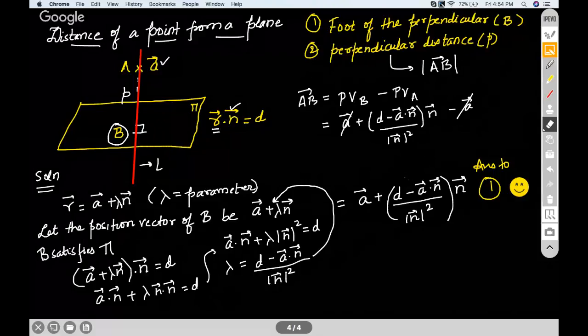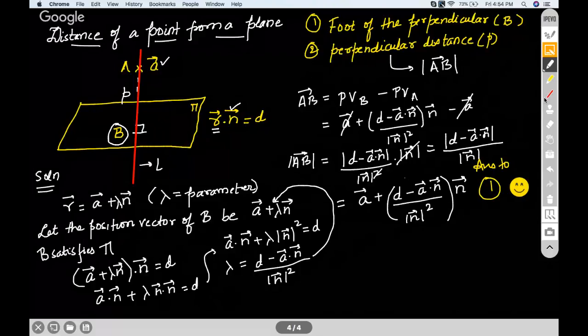Now, what would be the mod of AB vector? It will be the mod of this, into mod of n. So one mod n and one mod n get cancelled off, and the distance becomes mod of (D minus A dot n) divided by mod n. Now this mod is the one which makes it positive. It is not the magnitude, because this is actually a scalar quantity. Don't think of it as a mod of a vector. This is the result you are supposed to remember: mod of (D minus A dot n). If it is a negative quantity, take the absolute value of it, and divide by the mod of n vector, that is the magnitude of n vector.